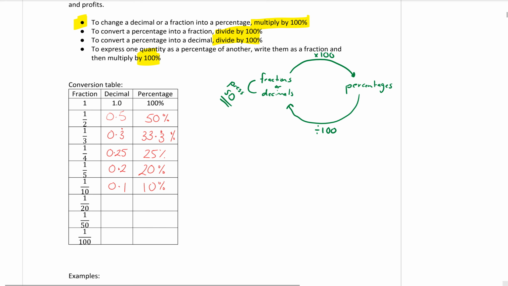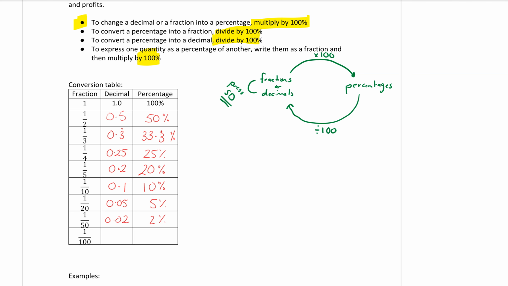1/20. What is that as a decimal? 0.05? Oh, good. You're getting very fast. And as a percentage? 5%. Yes, very good. 1/50. What is that as a decimal? 0.02, which as a percentage is 2%. Am I going too fast?